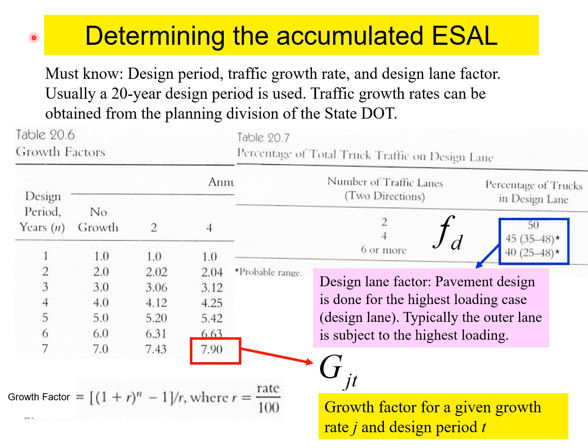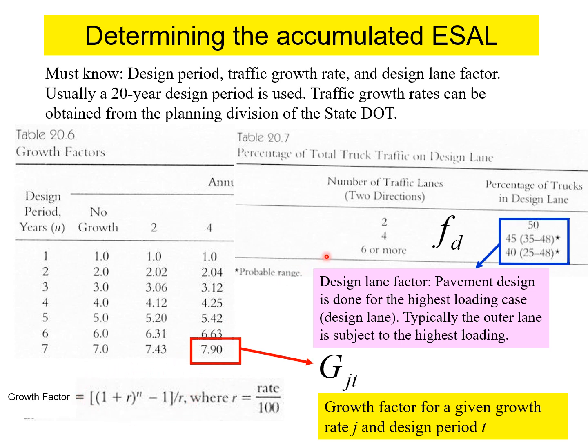Determining the accumulated equivalent single axle load, you must be knowing the design period, traffic growth rate, and the design lane factor. Usually a 20-year design period is used. Traffic growth rates can be obtained from the planning division of the State Department of Transportation. So here you can see the table, and with the help of this table you can determine the growth factor G sub JT, and you can also use this formula to determine the growth factor.